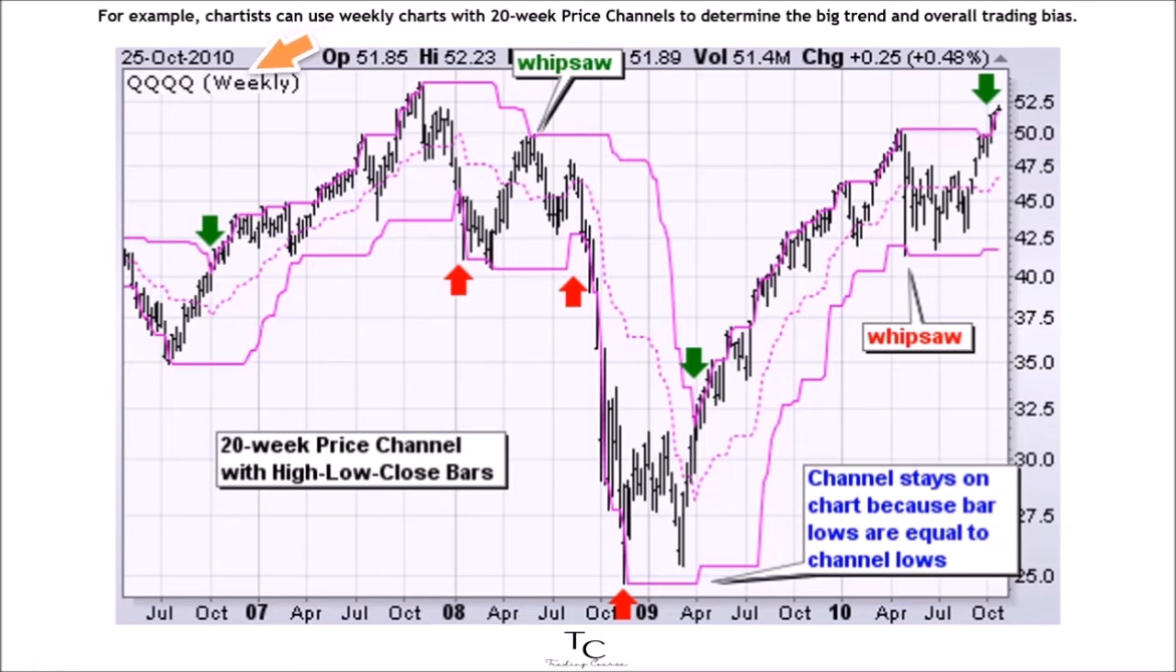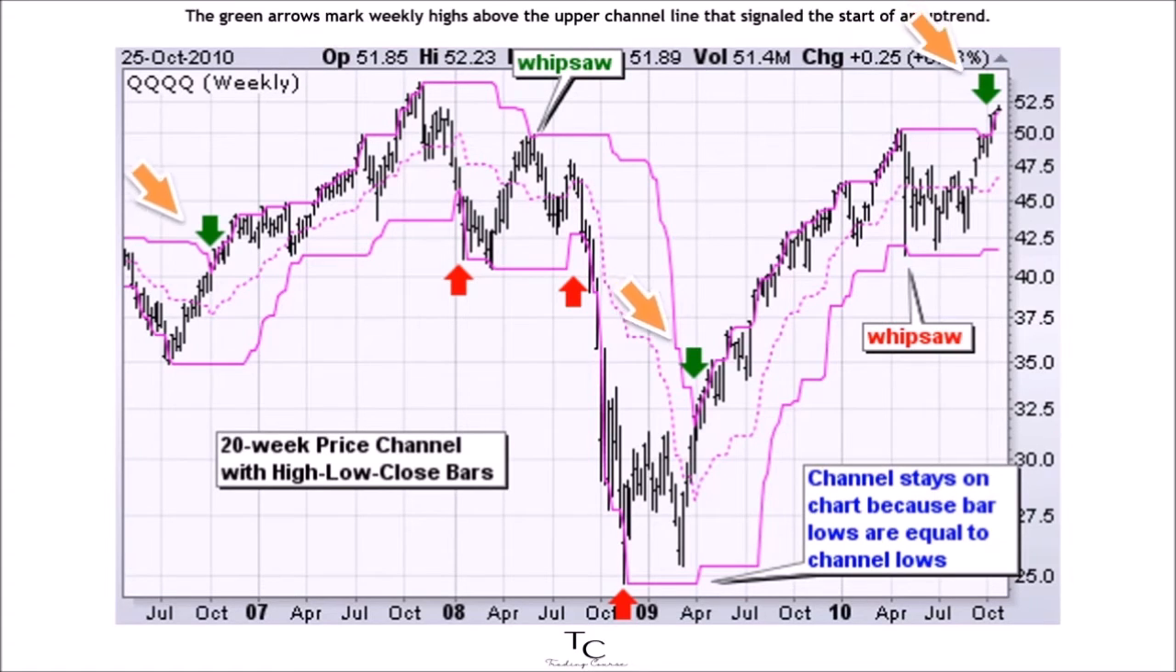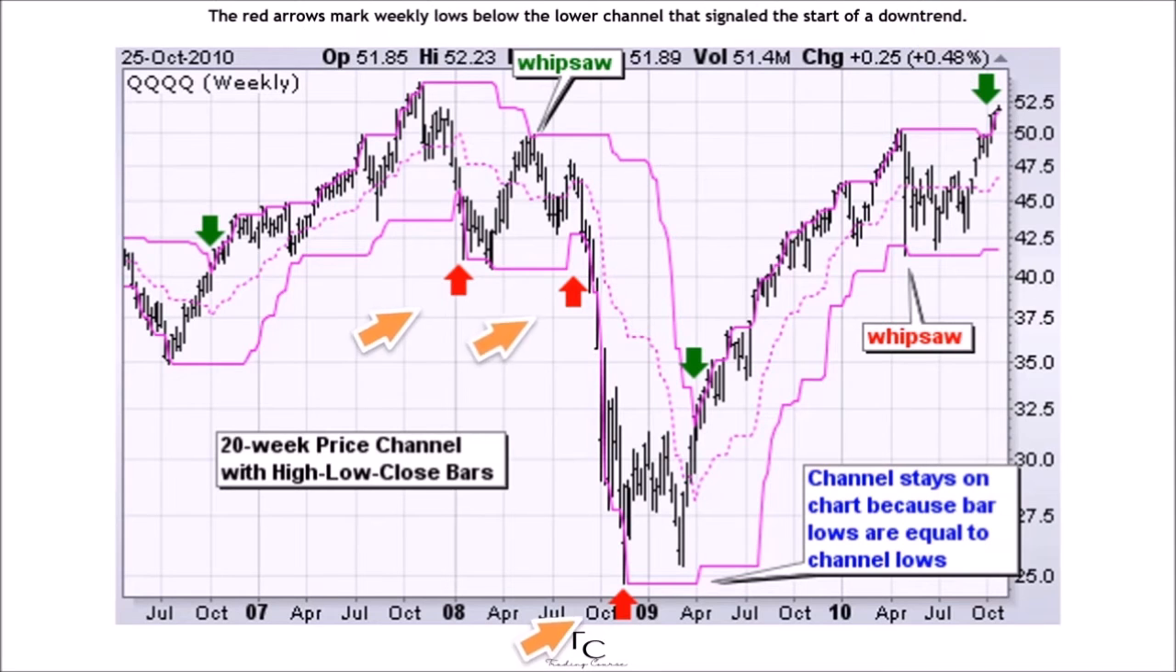For example, chartists can use weekly charts with 20-week price channels to determine the big trend and overall trading bias. The chart on the screen shows weekly prices for the Nasdaq 100 ETF, QQQQ, over a 4.5-year period. The green arrows mark weekly highs above the upper channel line that signaled the start of an uptrend. The red arrows mark weekly lows below the lower channel that signaled the start of a downtrend.